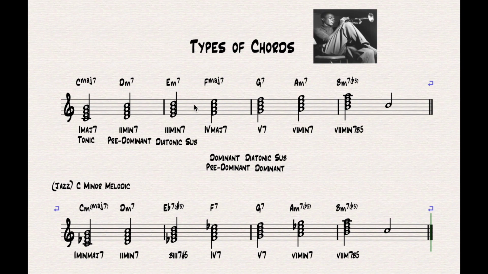Our next chord is our F major 7 chord, and this is our 4 major 7, and this is our predominant chord because it comes right before our dominant chord. Especially if you guys have studied classical history or classical music, you guys will know that the 4 chord is always a predominant leading into a dominant chord.